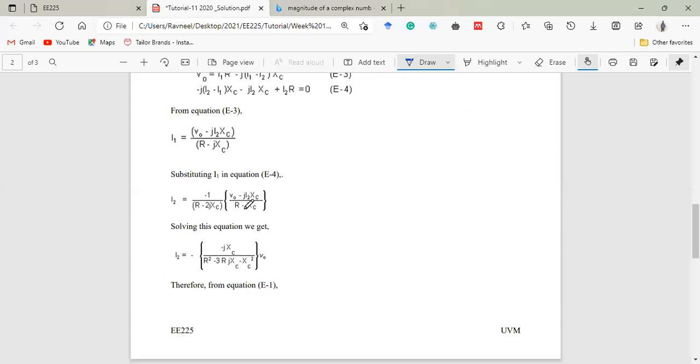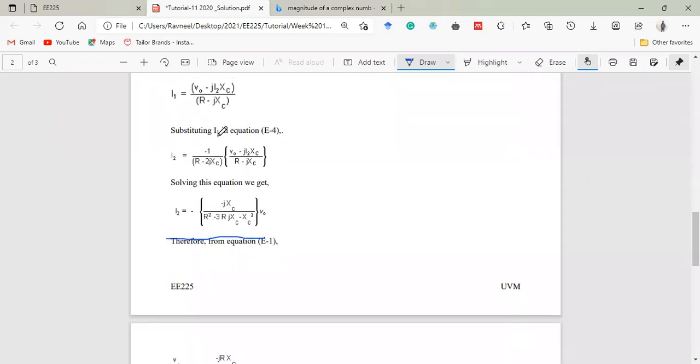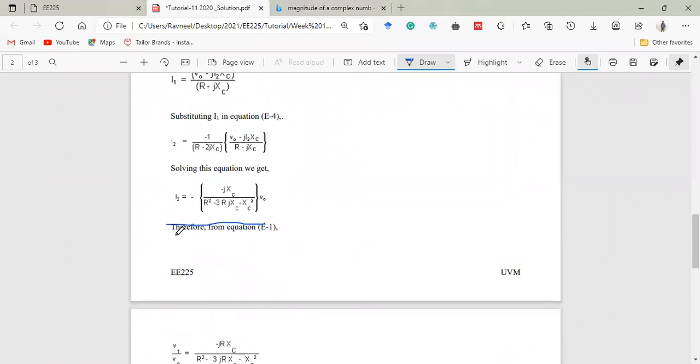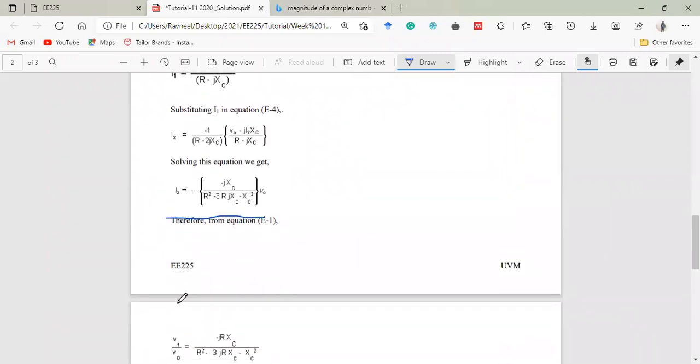We can further simplify this and we get this particular term over here. So we know our I2 and we know our I1. Remember, our I1 is in terms of I2, right? So in order to find your I1, you can also take this term and substitute it in place of I2. Once we have our I1 and I2 values, we can find our VF upon V0.